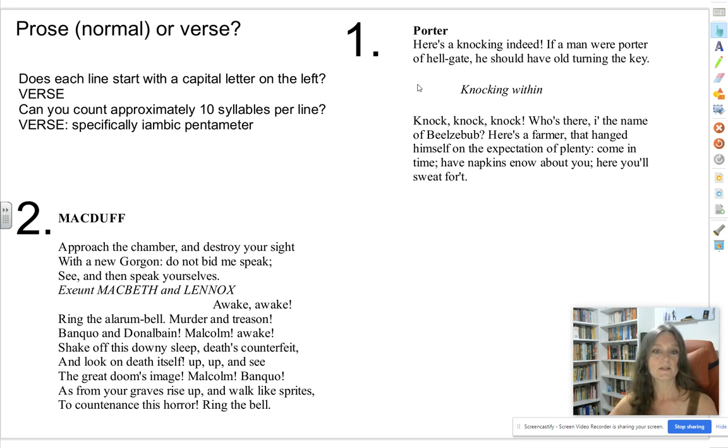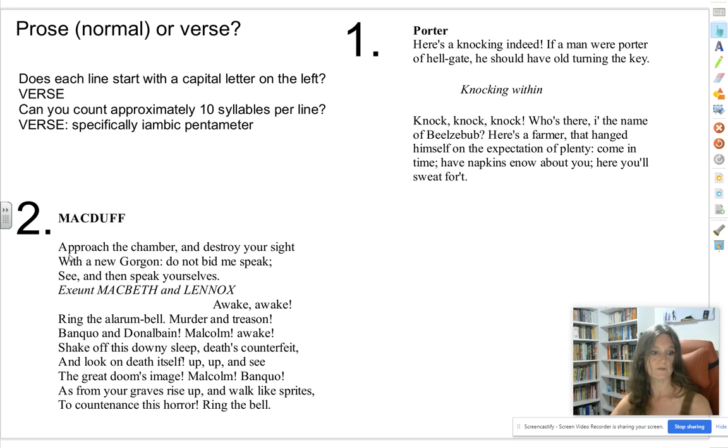Okay, so hopefully you worked it out. It's nice and easy. If you have a look at Macduff, Macduff is quite an important person. He's come to wake up the king. Look at the capital letters there, even though some of those are just halfway through a sentence. So you see all those capitals there. And then you start counting some of the syllables. Approach the chamber and destroy your sight with a new Gorgon. Do not bid me speak.